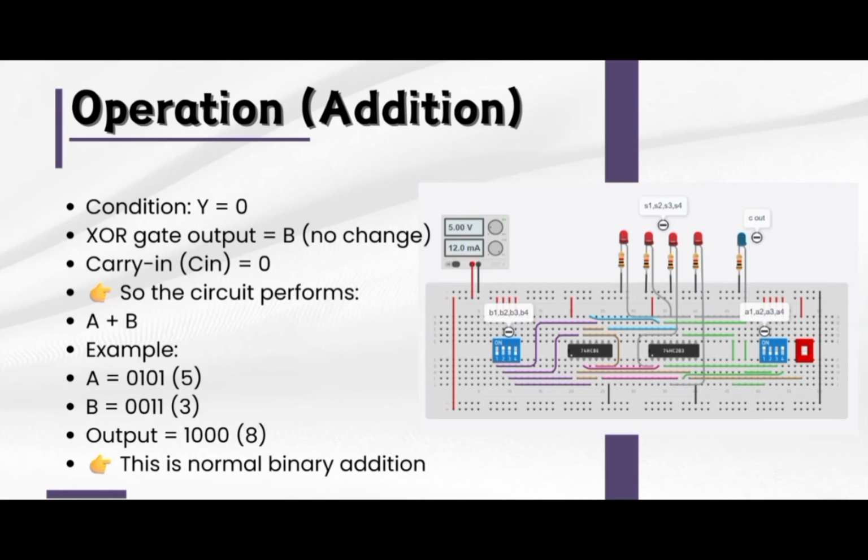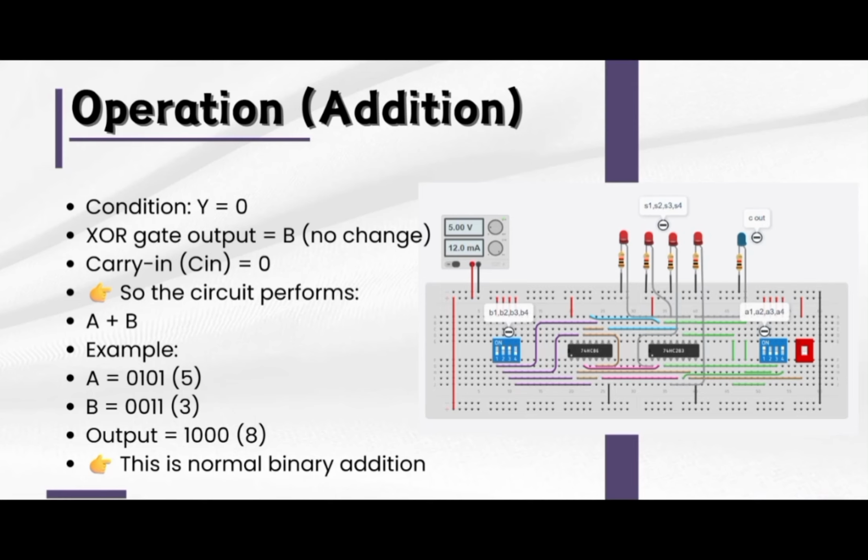Now let's see how the circuit works for addition. Here the condition is Y equal to 0. So the XOR gates don't change the B input. Also the carry in is 0. So the circuit simplifies to normal binary addition, A plus B.